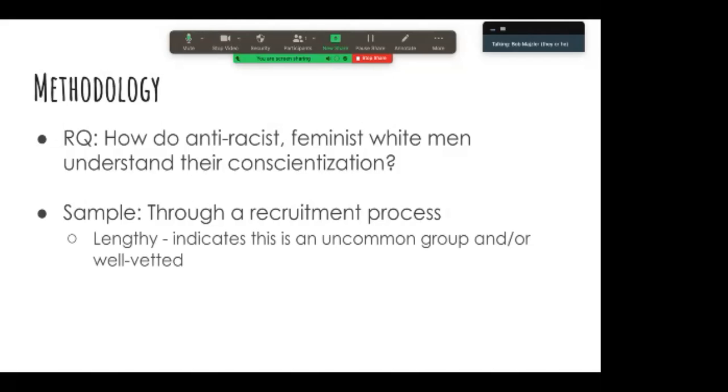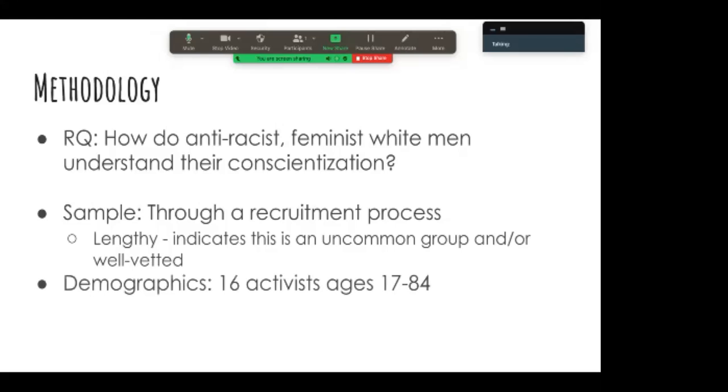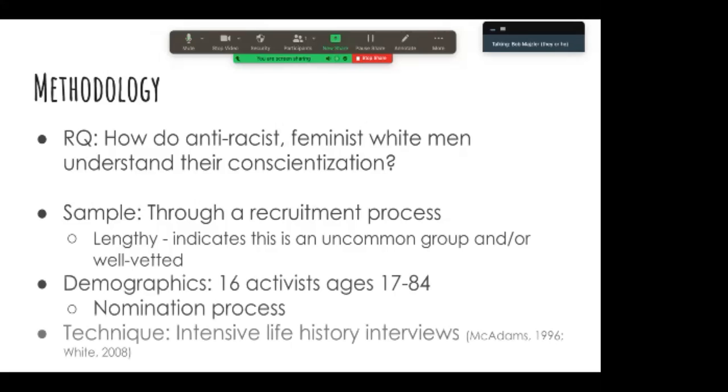It took me a long time to sample, and that long period of time indicates that this is an uncommon group, and also probably that it's well vetted. In the end, I had 16 activists ages 17 through 84, and the nomination process I just talked about.